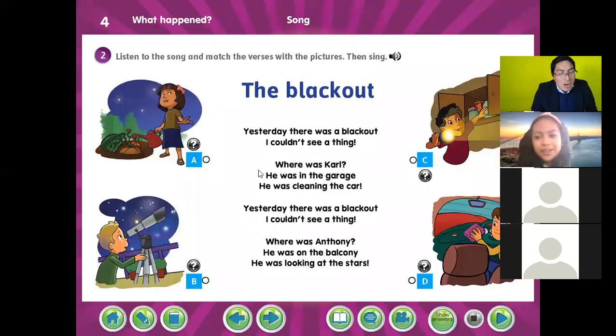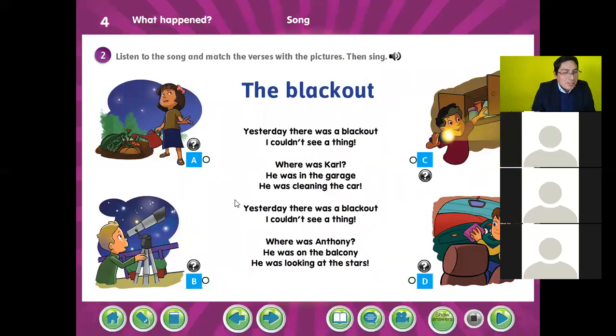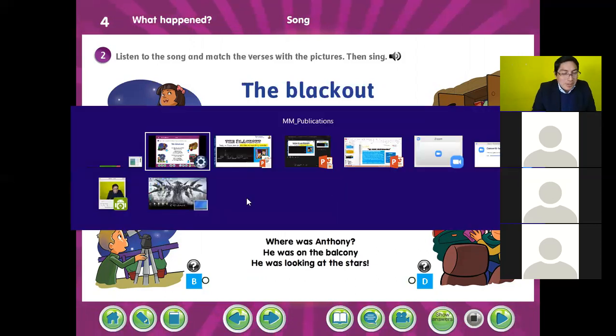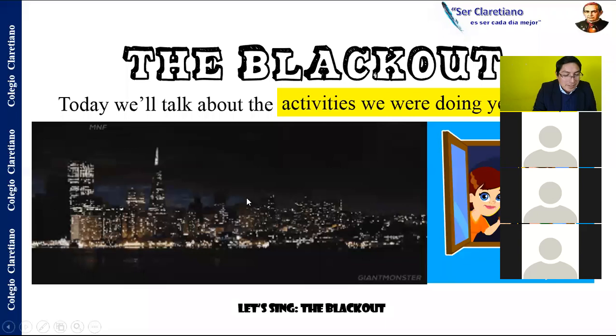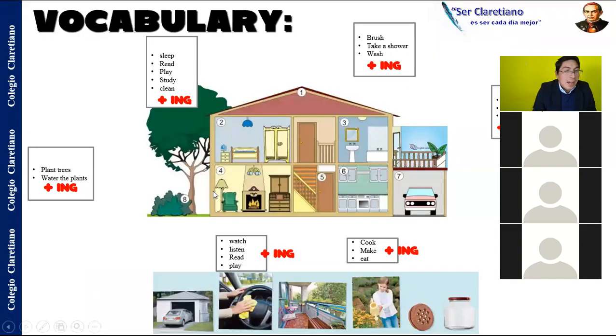Good. Now, please, we are going to learn some vocabulary because we are going to play a game after, okay, about this song, about these actions, okay? So let's continue with the vocabulary. It is important, okay? Look at this picture, please. It's a house, yes? First, let's learn the parts of the house.